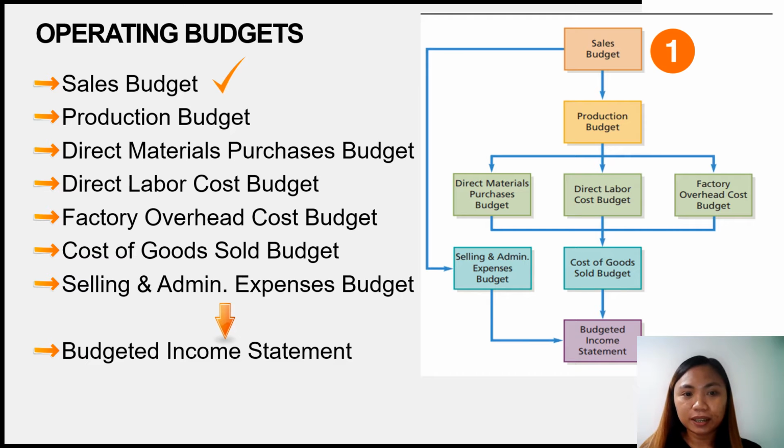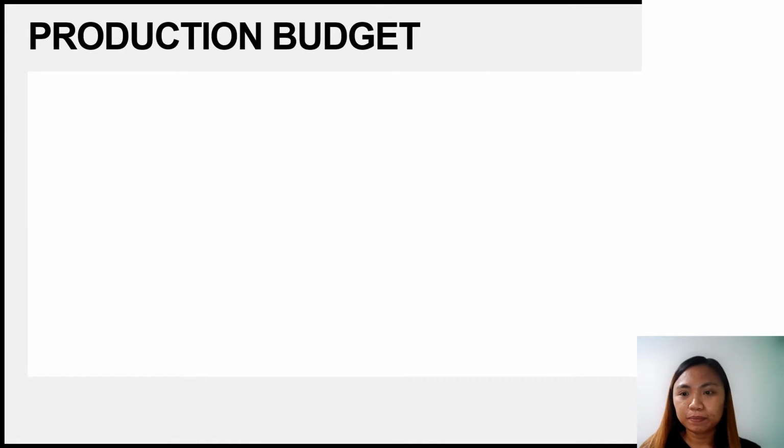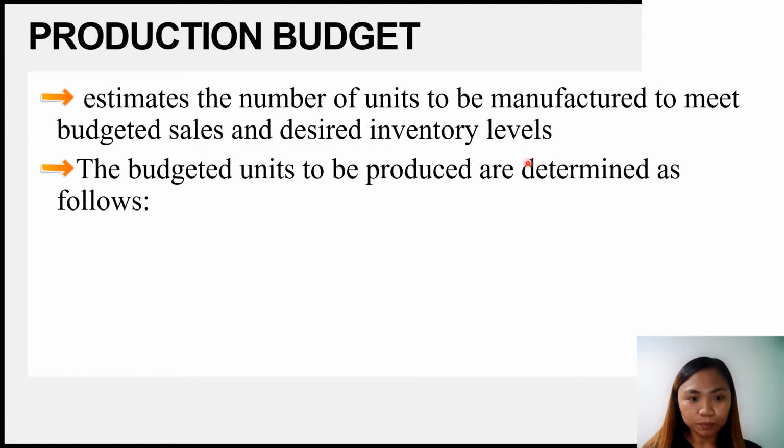So now that we are done with the sales budget, let's now move to the production budget. So what is a production budget? It estimates the number of units to be manufactured to meet budgeted sales and desired inventory levels. We have already known the expected unit sales volume, so it is now time to estimate the production of those unit sales volume. And we also will adjust this production budget with the desired inventory levels.